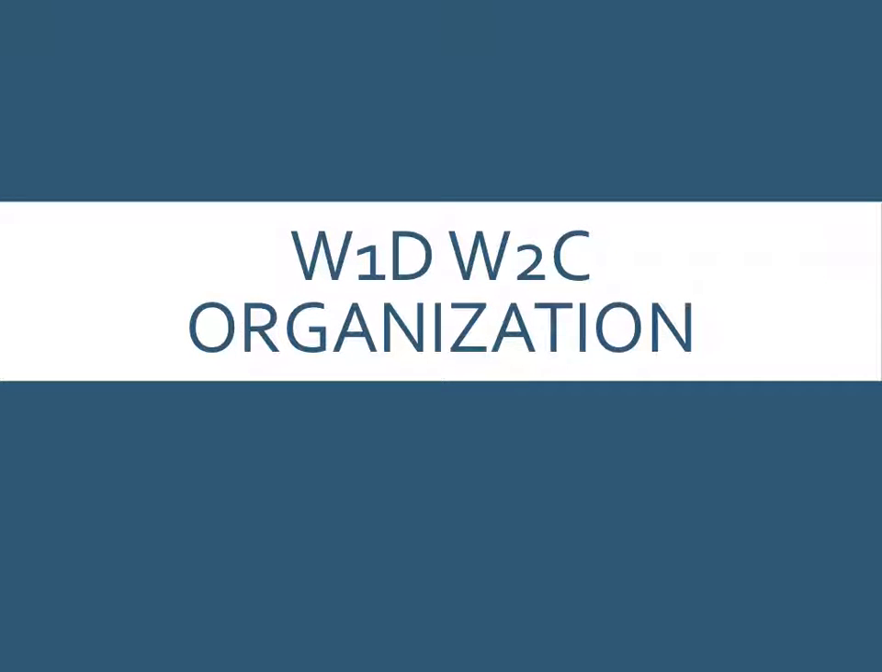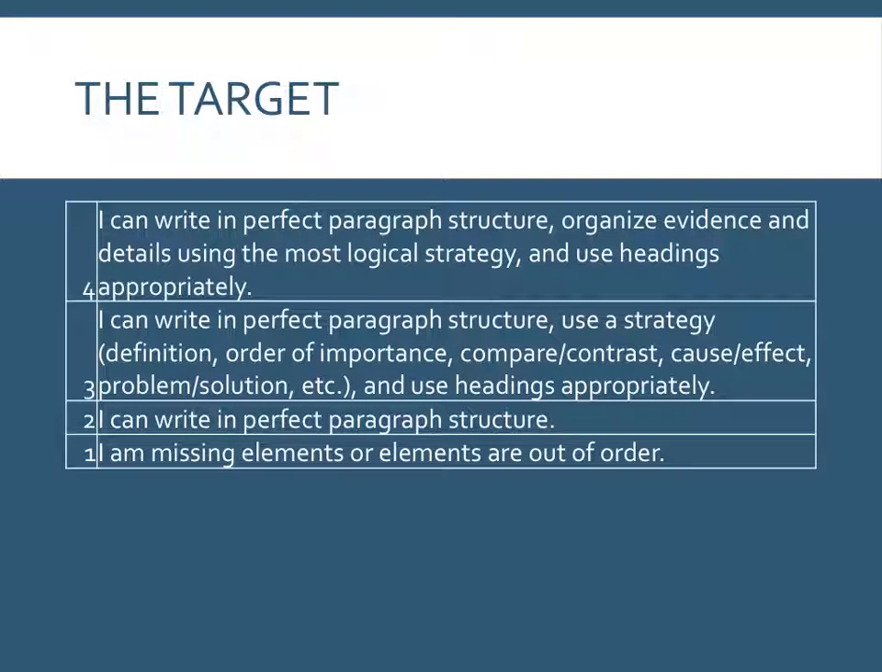You may have the best argument or point to make in the world, but if you can't organize your thoughts logically, other people will not be able to understand you. That's where W1d W2c Organization comes into play. Taking a look at this particular target, the 1 level is that you're missing elements or elements are out of order, so it really pertains to everything that is spoken about above.